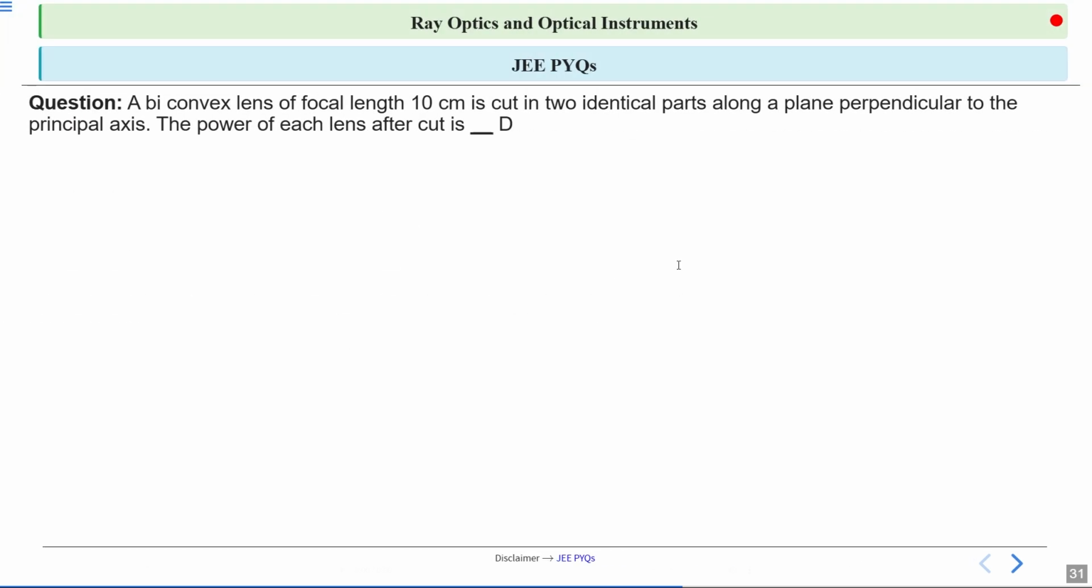So next question. The question involves a biconvex lens with a given focal length 10 cm that is cut into two identical parts along a plane perpendicular to the principal axis. The problem tests the understanding of how the power of a lens is affected by physical changes to its structure. Key concepts include understanding the relationship between focal length and lens power, and how cutting a lens affects these properties.